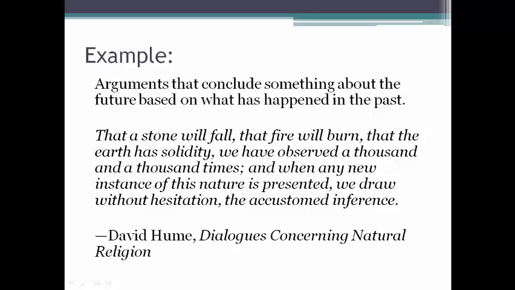Let's look at what we've got here. "That a stone will fall, that fire will burn, that the earth has solidity, we have observed 1,000 and 1,000 times. And when any new instance of this nature is presented, we draw without hesitation an accustomed inference." Okay, so what's going on is we've got an inference we're drawing about the future based on what's happened in the past. So the inference about the future, that's our conclusion, and what's happened in the past, that's our premise.